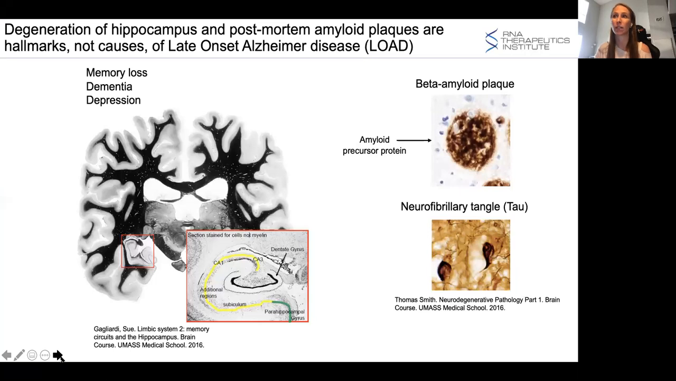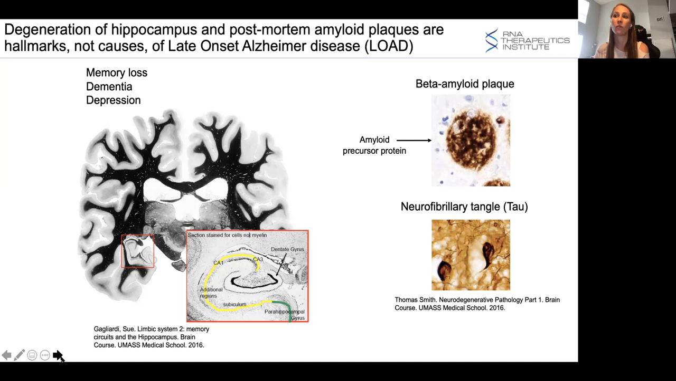Alzheimer's disease is a progressively degenerative neurological condition characterized clinically by memory loss, dementia, and depression. Pathological hallmarks of the disease include hippocampal atrophy and postmortem presence of amyloid plaques and neurofibrillary tau tangles. While early onset Alzheimer's is caused by mutations in amyloid precursor protein or its machinery, late onset Alzheimer's, which is the more common form of the disease, falls into a multi-hit paradigm where multiple genetic and environmental risk factors may interact to cause disease.